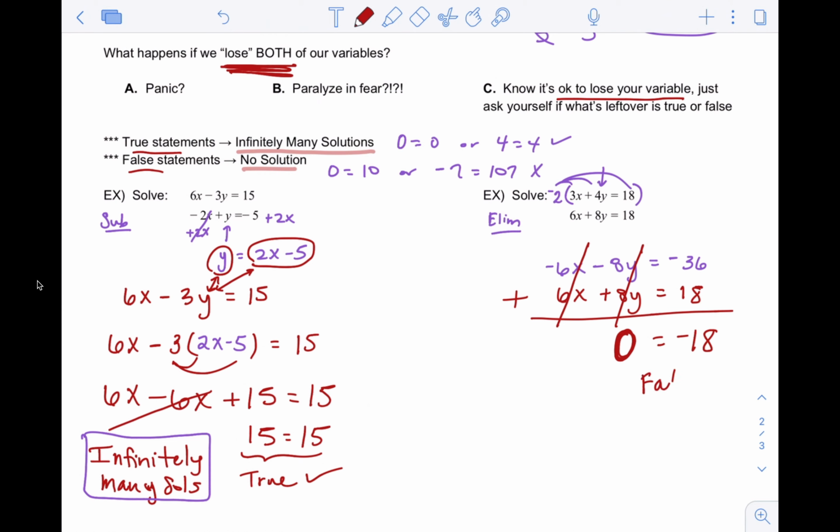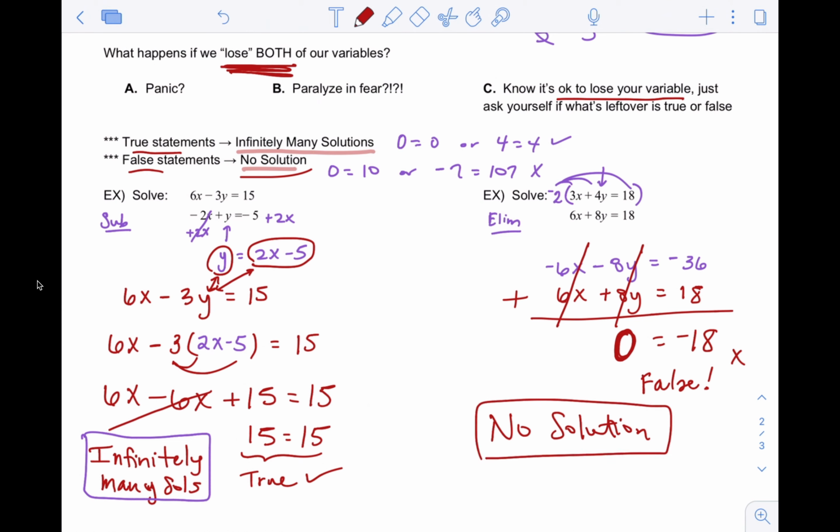0 definitely does not equal negative 18. That is a false statement. And false statements, we must then conclude, mean that there is no solution. So if I graph these two equations, these would end up being parallel lines that don't ever touch. Hence no intersection, hence no solution.